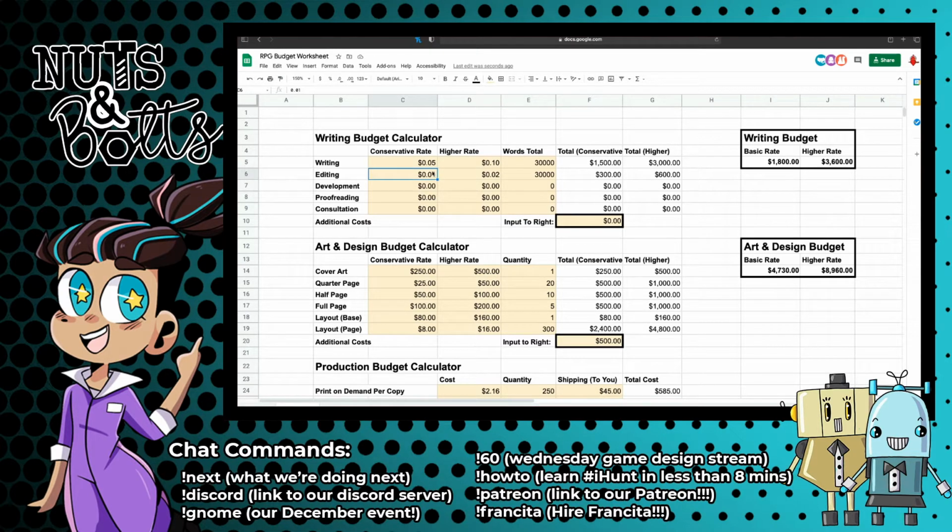Okay, so let's talk about writing here. I'm going to say it's a 50,000 word book. That's actually a pretty big RPG. It's not like super huge. iHunt, for basis of comparison, is about 200,000 words. It's a very big book.